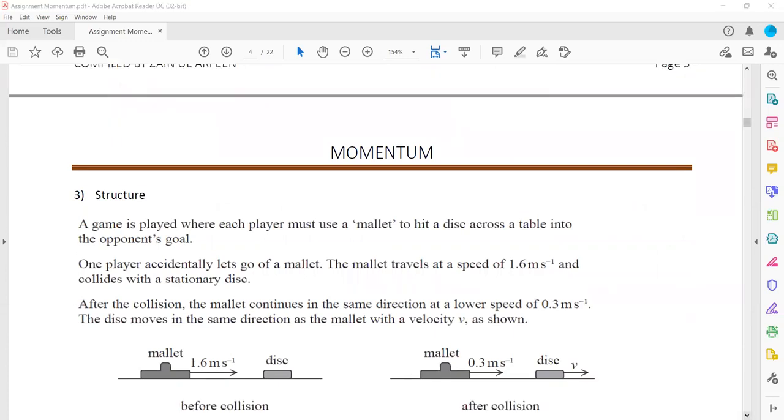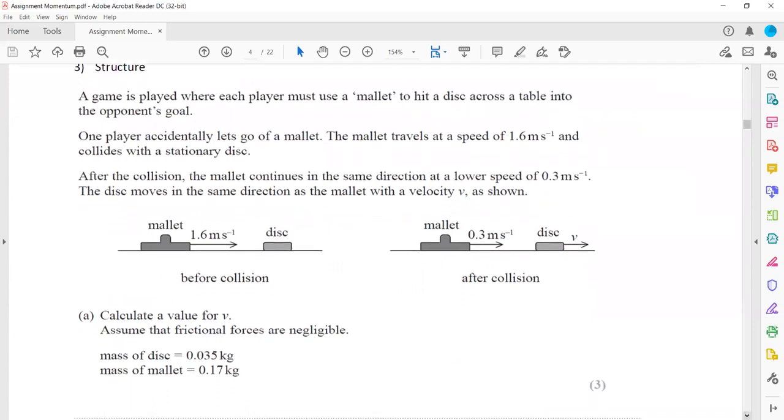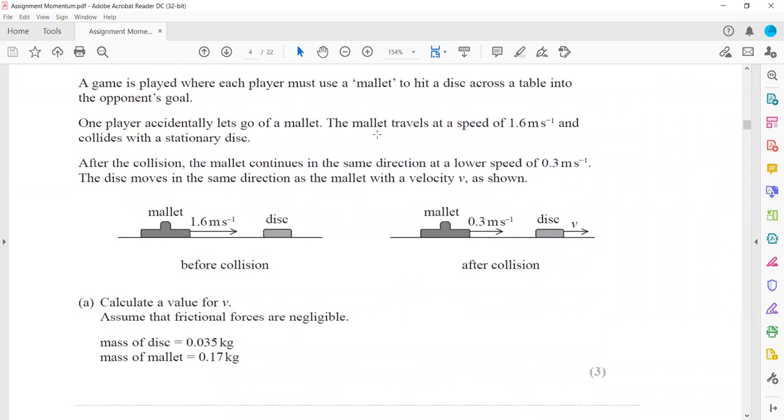Another structured question related to the topic. A game is played where each player uses a mallet to hit a disc across the table into the opponent's goal. One player accidentally lets go of a mallet. The mallet travels at a speed of 1.6 and collides with the stationary disc. After the collision, the mallet continues in the same direction with a lower speed of 0.3. We have to calculate the speed at which the disc is moving.